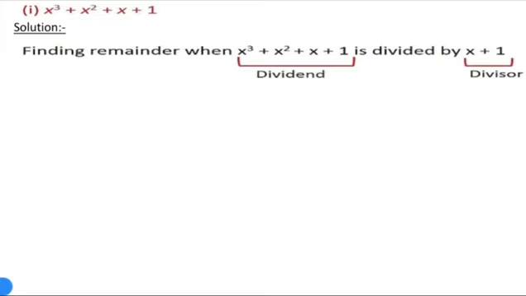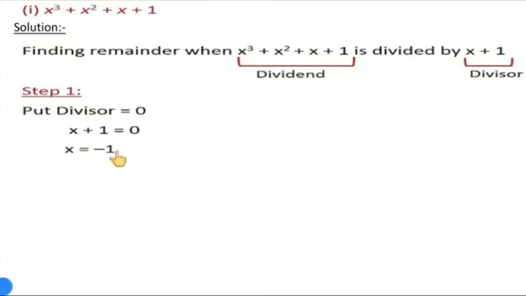Children, here we are treating x cube plus x square plus x plus 1 as the dividend and x plus 1 as the divisor. Now we are going to put the divisor equals 0. So in step 1, put divisor equals 0, so x plus 1 equals 0. Now we are going to solve for x. So we are shifting plus 1 to the RHS. We get x equals minus 1.